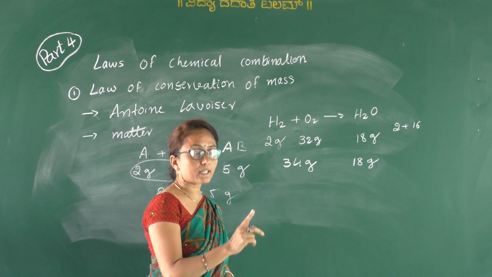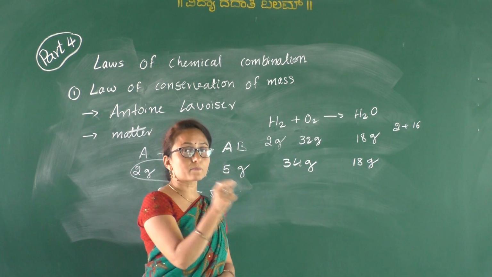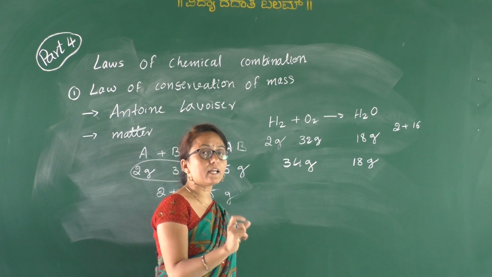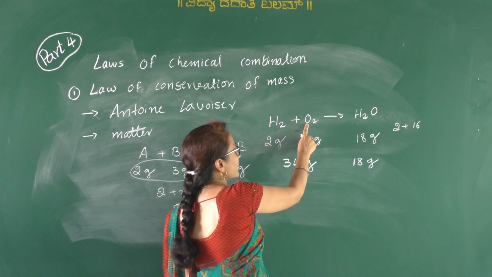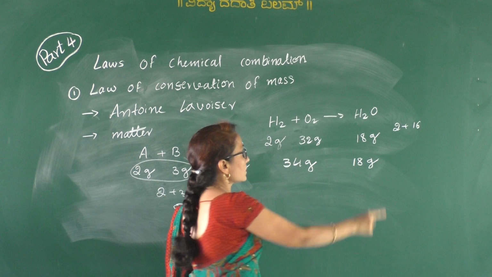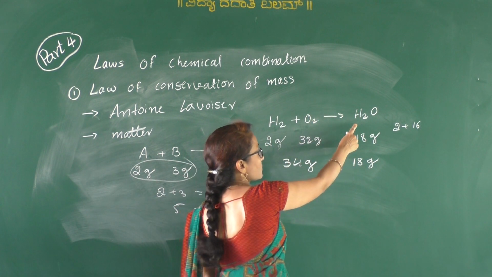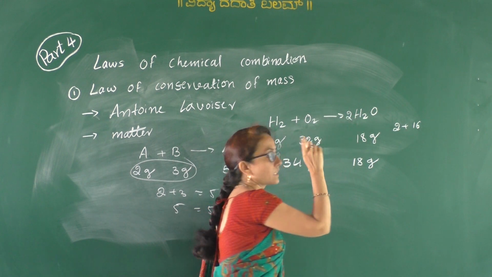So to balance, on the reactant and product side, the number of atoms of each element must be the same. For every element, the number of atoms must be the same. So oxygen, 2 oxygen atoms here. How many are there here? There is 1 oxygen atom. So to balance this one, you have to put 2 here. That means 2 molecules of water are formed.